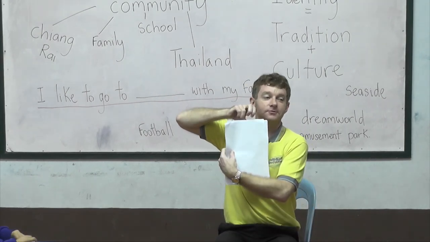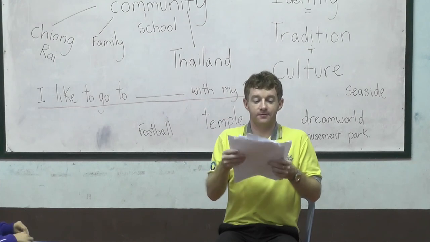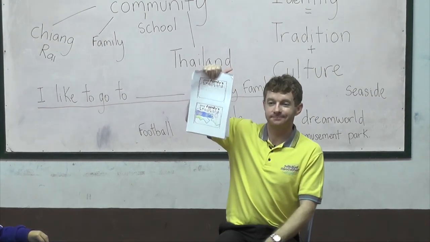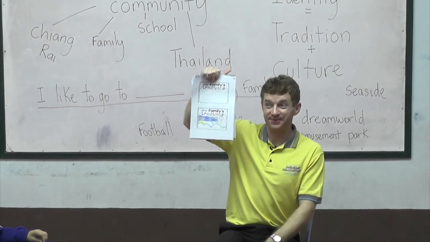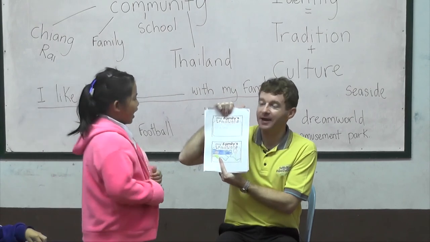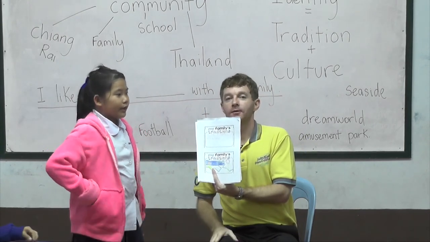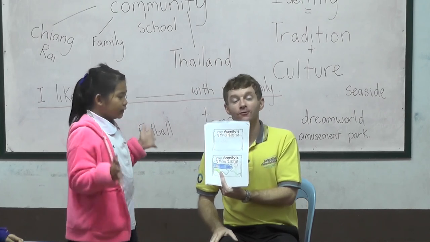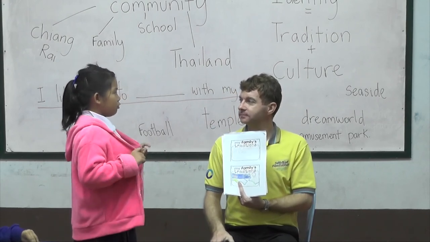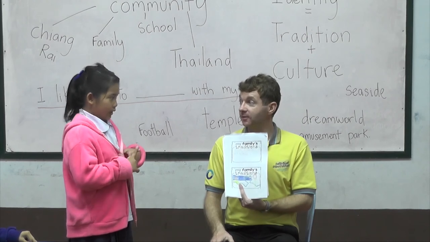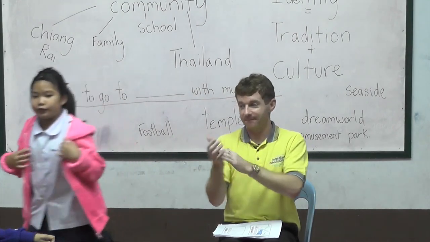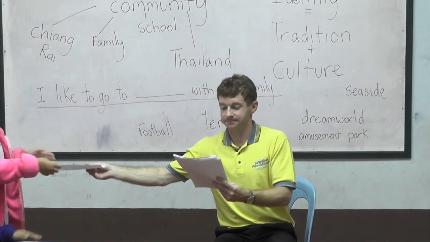Okay. Next one. Okay, this one has a name. So, actually, I'll jumble them up. Lat Gao. Okay. How do we know it's Lat Gao? What do you like to do, Lat Gao? I go to Dreamworld with my family. Excellent. Where is Dreamworld? Bangkok, yes? Okay. Can I have a high five? Can we have a round of applause for Lat Gao? Thank you. You're welcome.